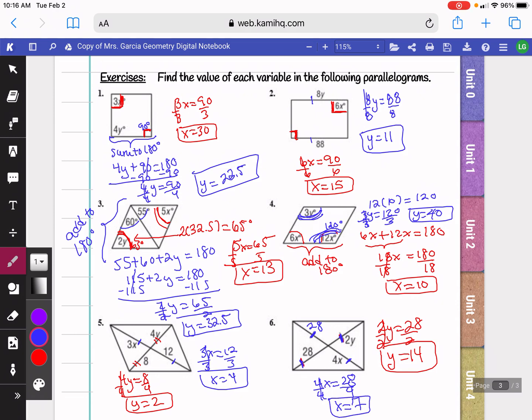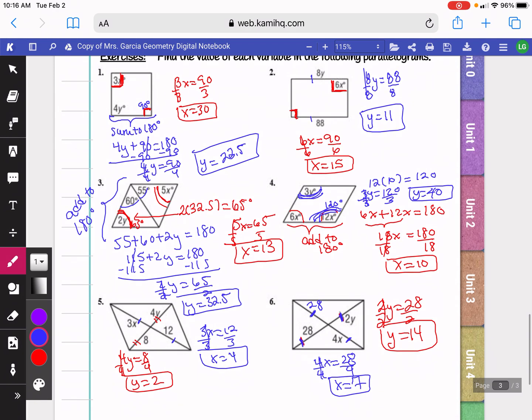So all we did here is we used the properties of parallelograms to solve equations for variables. So you know that opposite sides are congruent, opposite angles are congruent. If the angles are side by side or consecutive, they're supplementary. And then the diagonals bisect each other, cut each other into two equal halves. So those are the main things you need to know in order to solve problems dealing with parallelograms.